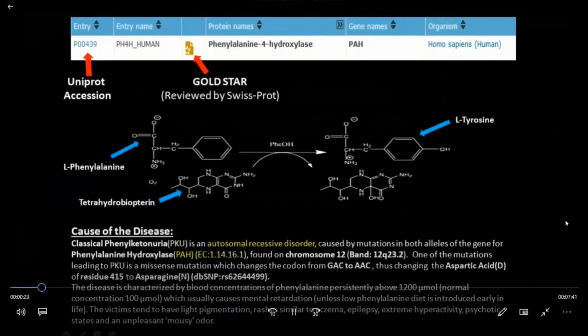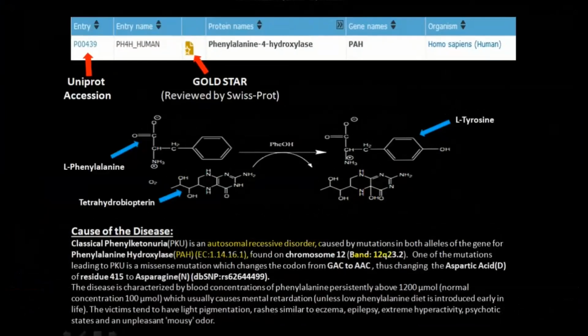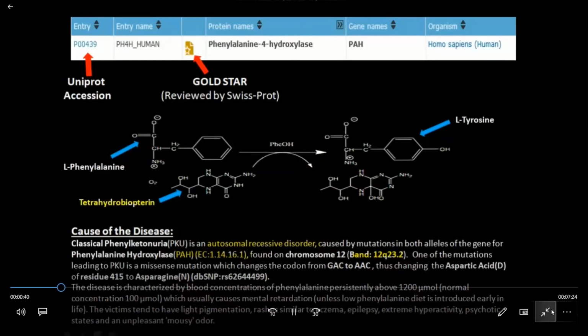This is its enzyme commission number. This gene is found on chromosome 12 of humans. The phenylalanine hydroxylase enzyme catalyzes the conversion of phenylalanine to tyrosine in the blood with the help of a ferrous ion, oxygen, and a tetrahydrobiopterin molecule, all of which are bound to its active site.